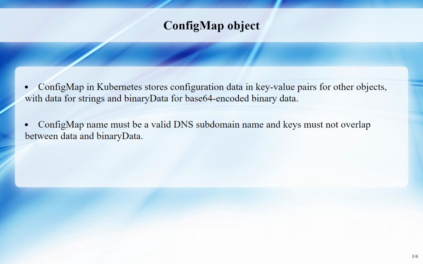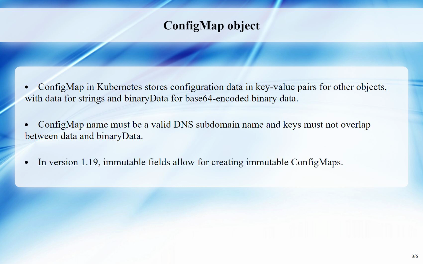The name of a ConfigMap must be a valid DNS subdomain name, with keys containing alphanumeric characters, dashes, underscores, or dots. Keys in data must not overlap with keys in binaryData. As of v1.19, an immutable field can be added to create an immutable ConfigMap.